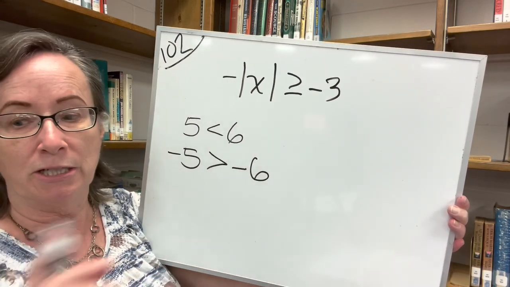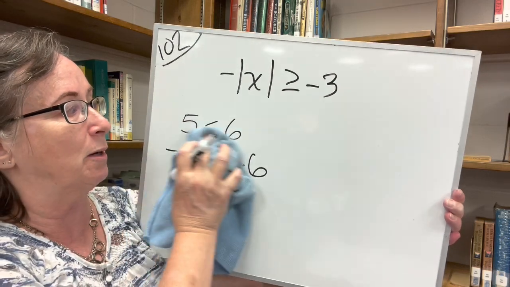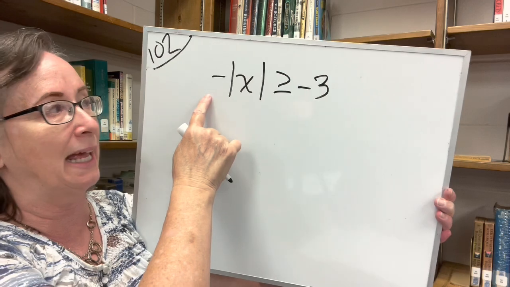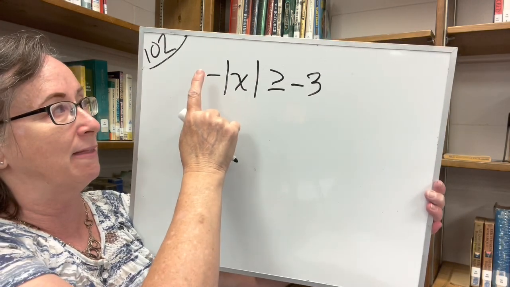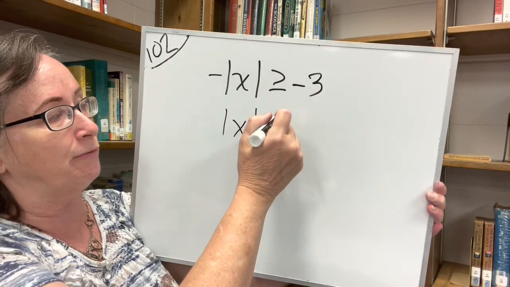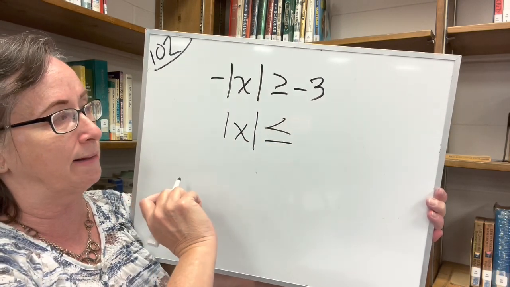So now we're going to do the same thing here. We're going to multiply by a negative 1 on both sides to get rid of the negative absolute value. When I multiply this one by a negative 1, I just get absolute value of x. I'm going to flip the sign to maintain the truth of the statement.